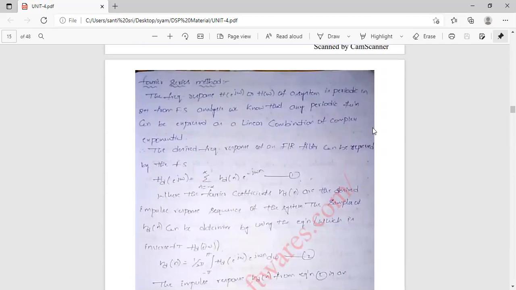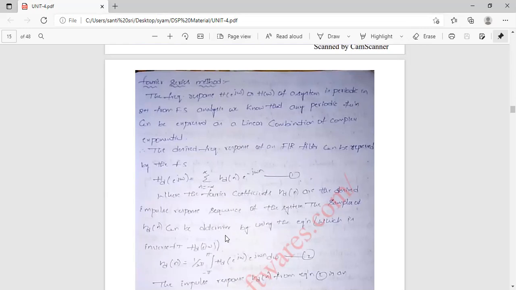The frequency response of an FIR filter can be represented by the Fourier series Hd of e power j omega equal to sigma n equal to minus infinity to infinity Hd of n into e power minus j omega n. This is nothing but the Fourier series of Hd of n, equation number 1, where the Fourier series coefficients Hd of n are the desired impulse response sequence of the system.